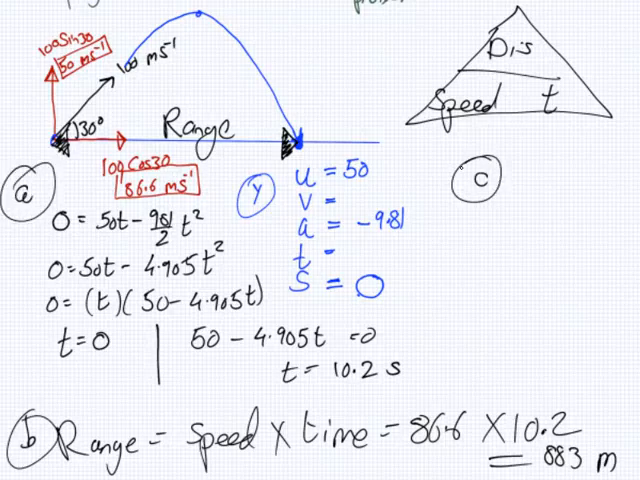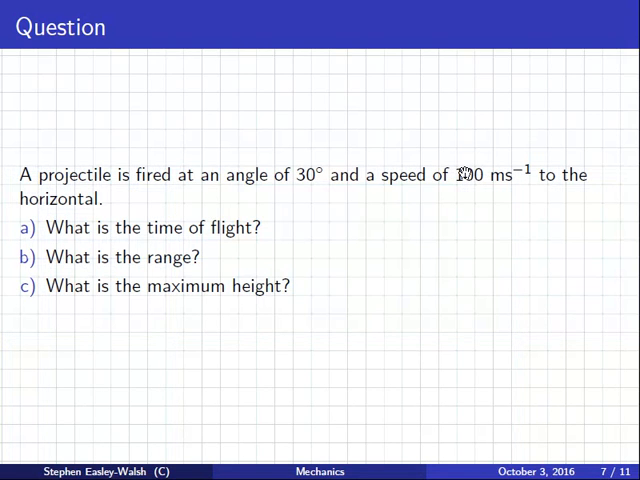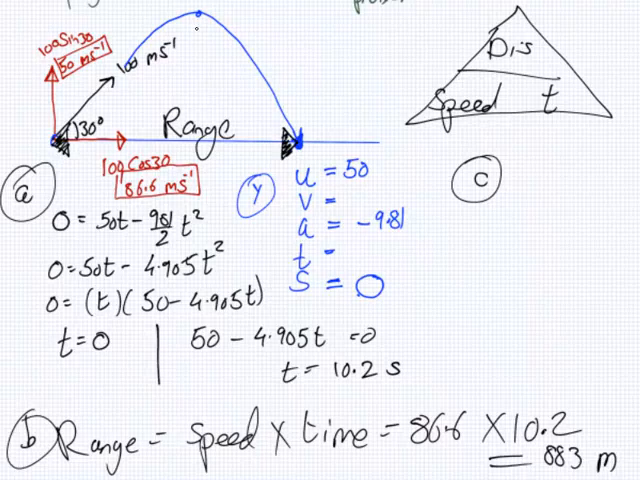Now part C. Time or maximum height? Maximum height. So for the last part we want the maximum height. So that's this height here. Horizontal or vertical? What should we look at? Vertical. Yeah, question? Why is the speed 86? That is 100 cos 30, the horizontal. Vertical.